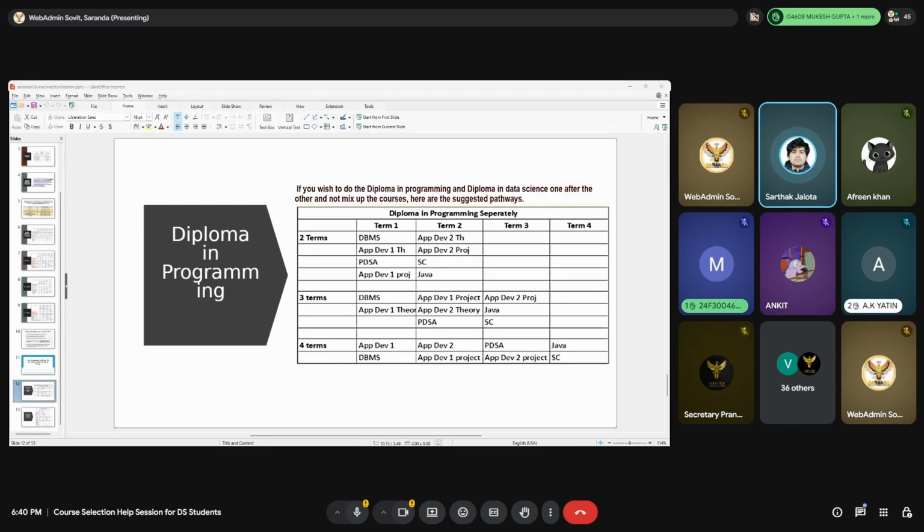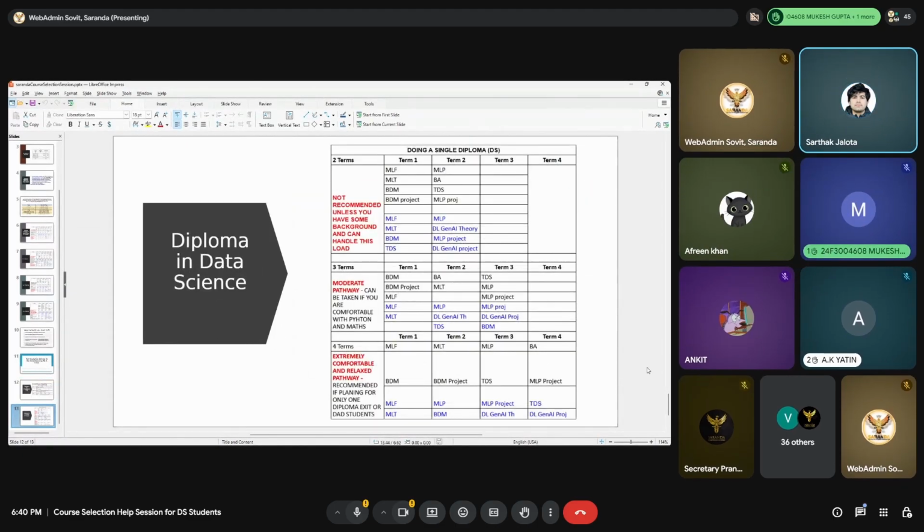Let's go to the diploma in data science now. So diploma in data science, personally, I would not recommend anyone to do in 2 terms. The last term, term 2 here, MLP, TDS, MLP project, gets a little bit hectic because TDS has been changed now. So the entire course has been restructured. And what are the total number of projects? 4 projects. And if you are doing the Gen AI path, then definitely don't go for the 2 term path.